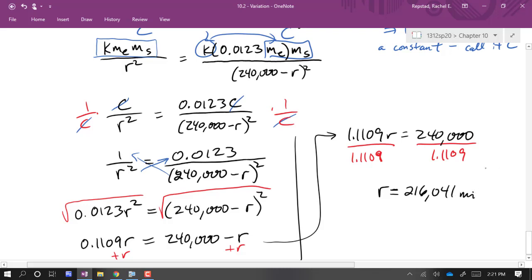And that is how far it is from the Earth when the force of gravity it feels from the Earth is the same as the force of gravity it feels from the Moon.